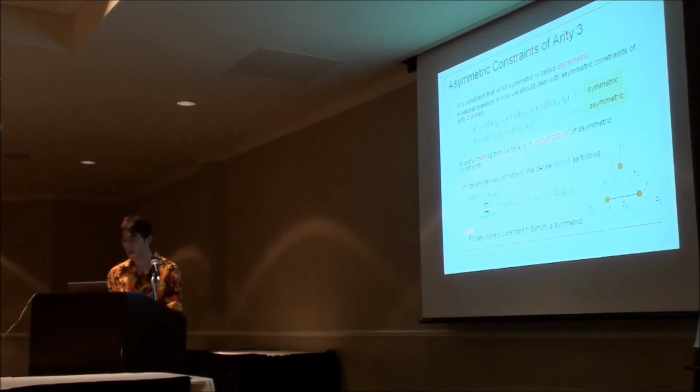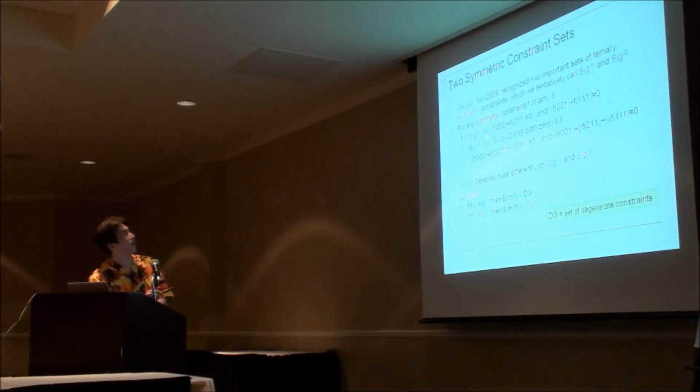Earlier in time, they introduced a very important set of ternary symmetric constraints. I call them Sing 1 and Sing 2, and the definition is written here. If you apply this symmetrization, the distinction between Sing 1 and Sing 2 is very clear. If f is from Sing 1 and you apply the symmetrization, it becomes degenerate. But the second case is very different.